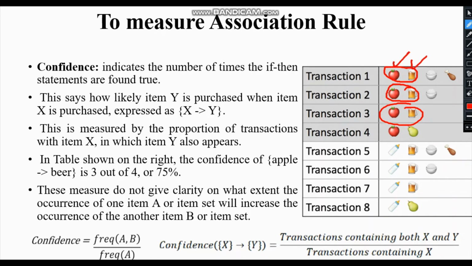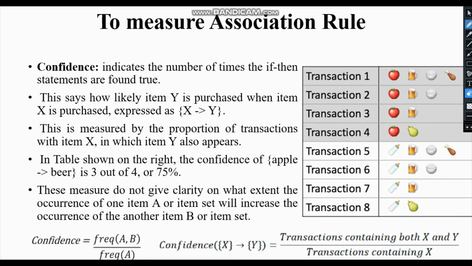Apple and beer are purchased together 3 times, and how many times is apple purchased? So 3 times apple and beer is purchased. Your X is apple, your Y is beer. So how many times are apple and beer purchased? 3 times, along with how many times your apple item appears in the total transactions? It appears 4 times. So 3 divided by 4 gives a confidence of 75%. That means when apple is purchased, there is a 75% chance that beer will also be purchased.